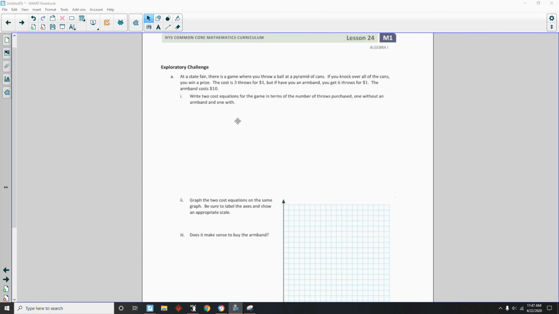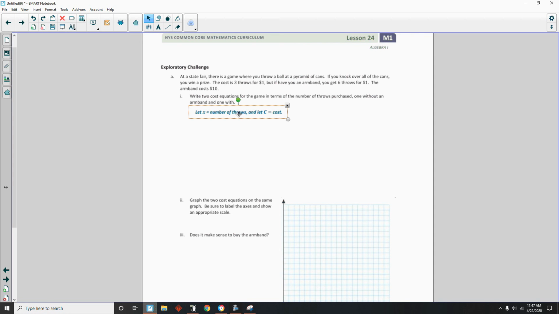Okay, page 2 brings us to exploratory challenge. It says, at a state fair, there's a game where you throw a ball at a pyramid of cans. If you knock over all of the cans, you win a prize. The cost is 3 throws for $1. But if you have an armband, you get 6 throws for $1. The armband costs $10. Write 2 cost equations for the game in terms of the number of throws purchased. One with an armband and one without. One without an armband and one with.